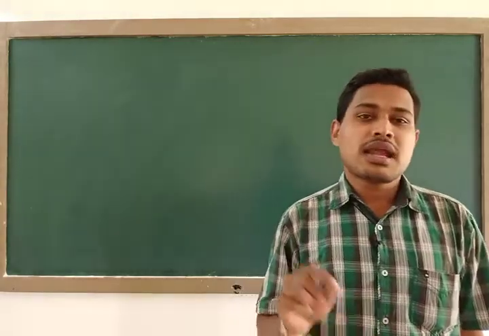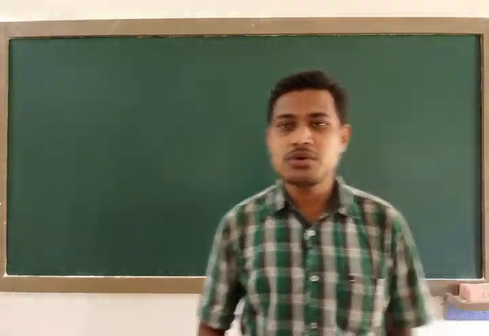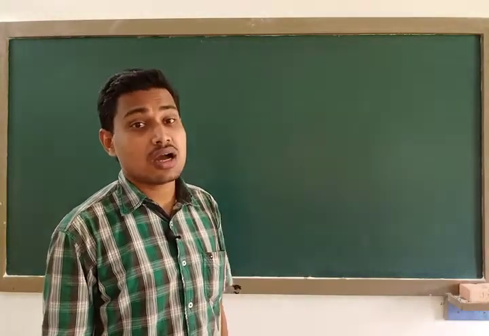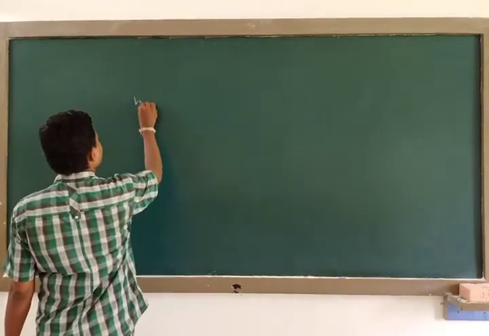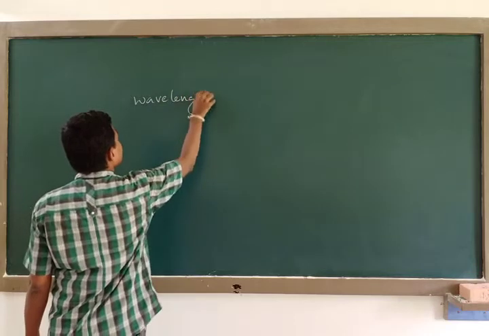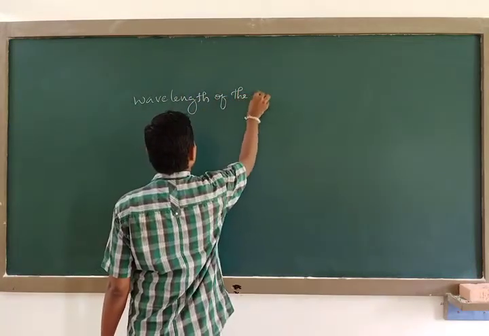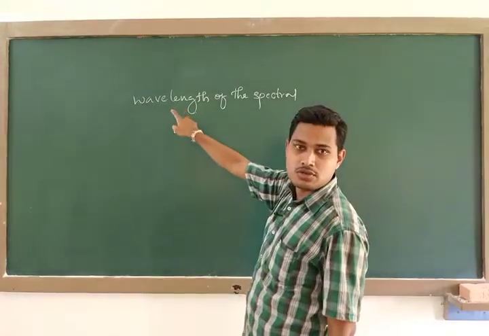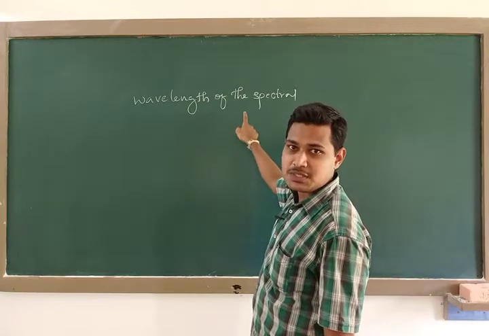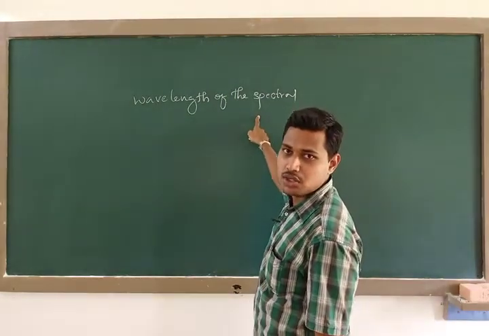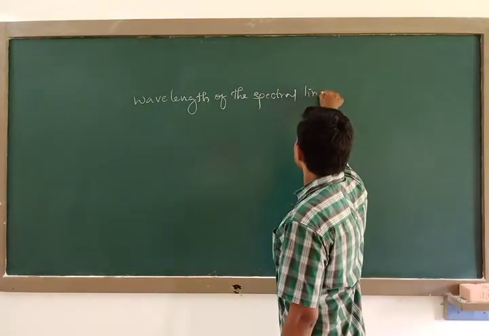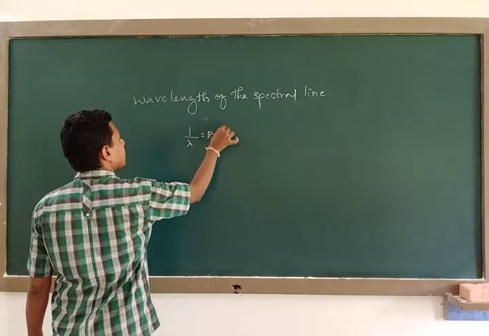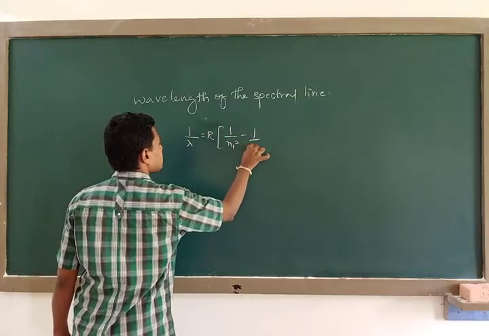One thing I would clarify here is wave number. You already know the wavelength equation, the empirical formula for the determination of the wavelength of the observed spectral line. Actually I could have mentioned this in my previous class, but unfortunately I forgot to highlight it, so I am going to explain it now. What is wave number? You can note it. The wavelength of the spectral line is given by 1 by lambda is equal to R into 1 by n1 square minus 1 by n2 square.